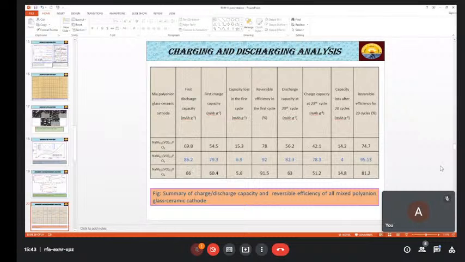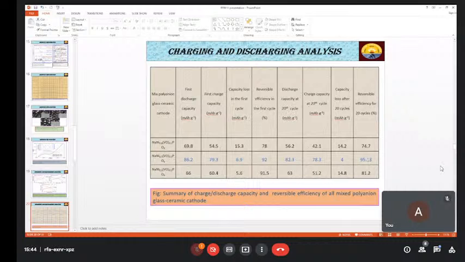This is the discharge and this is the charge. Taking the difference of these values, you can identify the capacity in the first cycle. Similarly, you can identify the capacity in the 20th cycle. Finally, you can identify the efficiency of my samples.